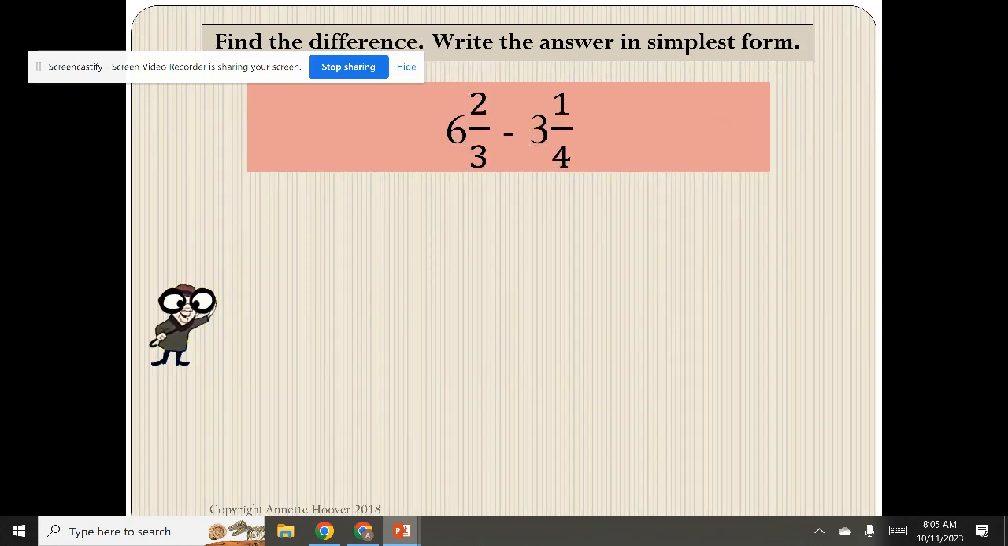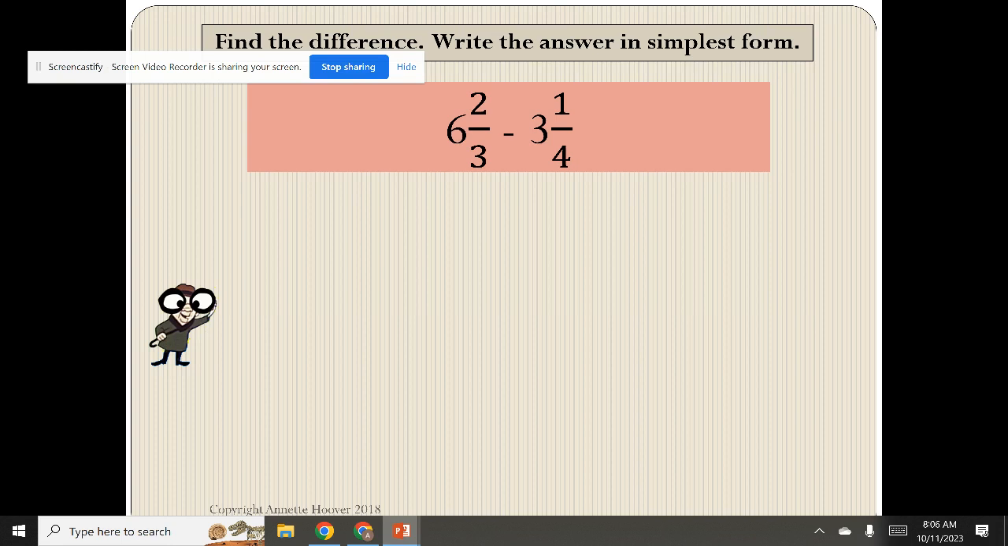Let's try another one with 2 mixed numbers. So we're going to make them into improper fractions. 18 plus 2 is 20. Keep the denominator, so 20 thirds, minus 12, 13. Keep the denominator of 4.